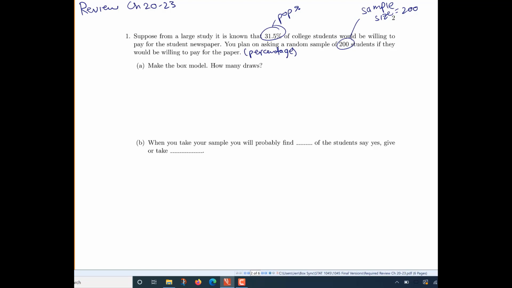Now, just writing that down tells me, okay, I know a population percentage. I'm going to be talking about percentages. I know my sample size. This is probably one because I already know the population percentage. I'm going to try and figure out what happens when I take a sample. Okay, so from there, now moving on.